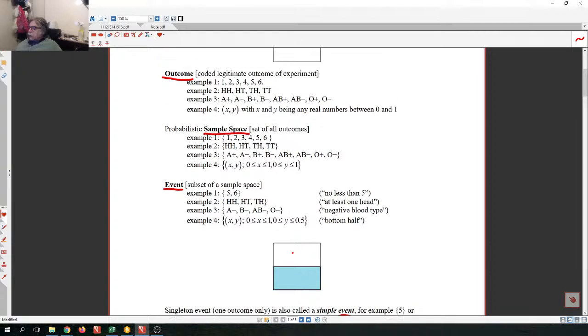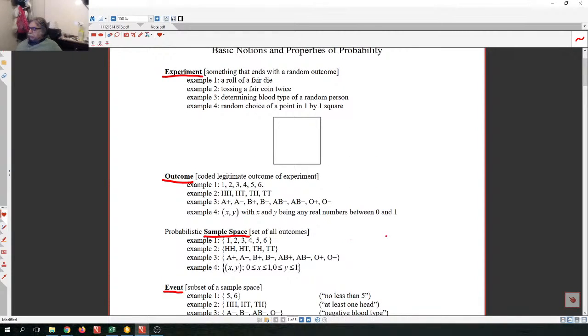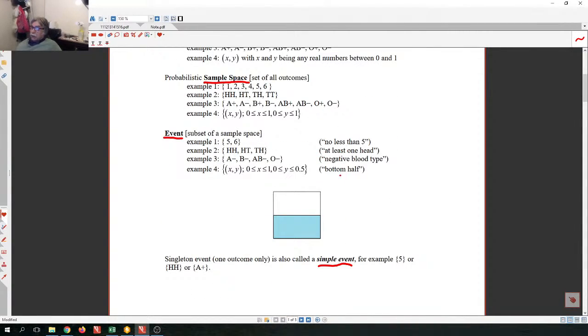Also, in this example of hitting the square or choosing a point from a square, it's equally likely to get any point as any other point. But there are infinitely many of them. So that's a problem. You cannot count. For example, what's the probability I'm going to hit the bottom half? Obviously 1/2, right? If I'm hitting this square, the probability of that is 100%.